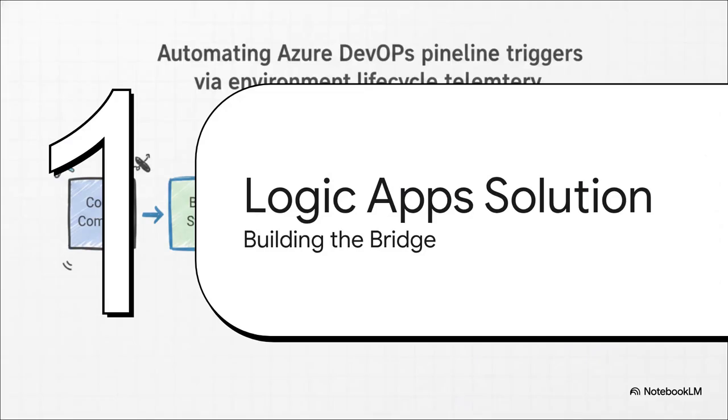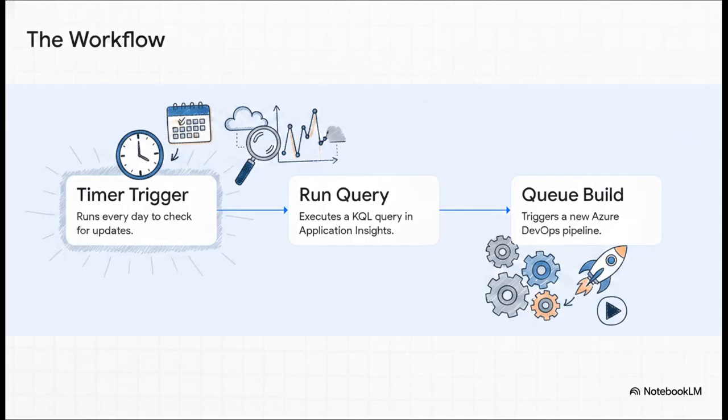Moving right along to Section 2, the Logic Apps Solution, Building the Bridge. To actually build this bridge, we're leveraging Azure Logic Apps. Honestly, it's the perfect orchestration tool for this. And it really comes down to a very elegant 3-step workflow using the Application Insights and Azure DevOps connectors. Step 1. We kick things off with a timer trigger. Rather than trying to hack together a complex webhook, we just set the Logic app to run predictably.